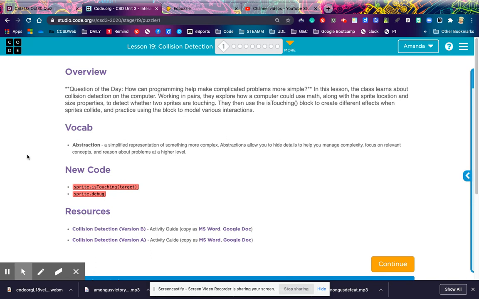Abstraction is a simplified representation of something more complex. Abstractions allow you to hide details to help you manage complexity, focus on relevant concepts, and reason about problems at a higher level. We've got two new pieces of code here. It is sprite.isTouching target and sprite.debug. So let's get going.